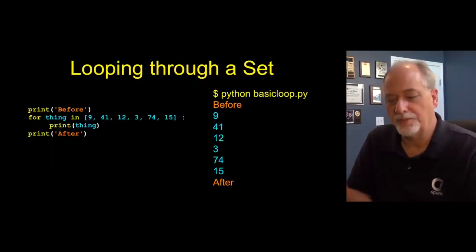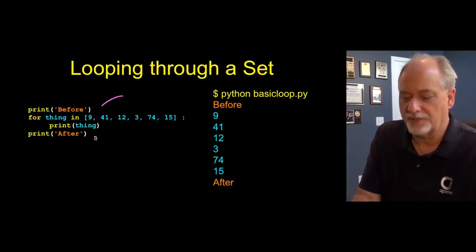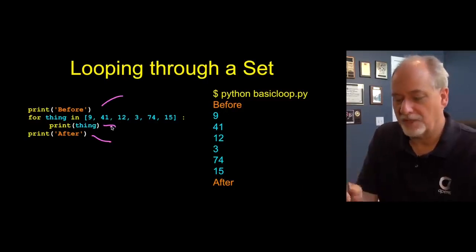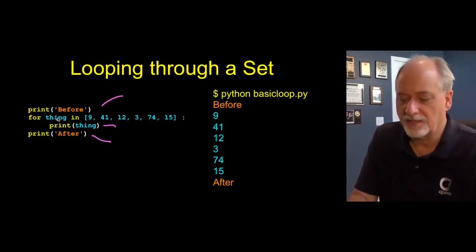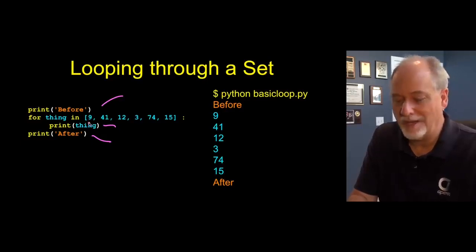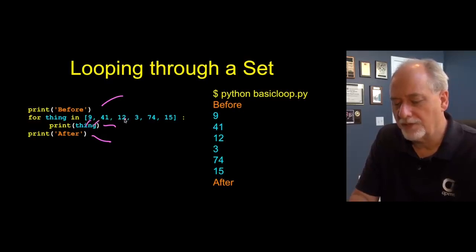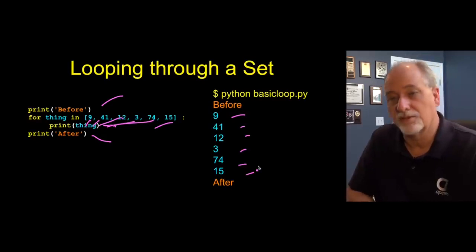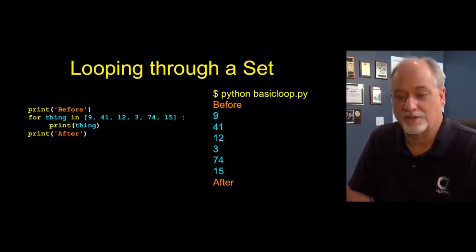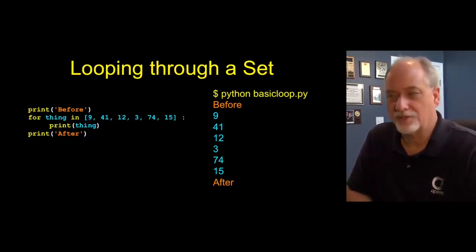So we're going to use this loop. It's just going to loop through a set of 6 numbers over and over again, right? So we're going to do something before the loop, we're going to do something after the loop, and then we're going to run the loop some number of times. In this case, thing is our iteration variable because I'm using unmnemonic variables now. So this is going to run 9, 41, 12, 3, 74, and 15. So it's going to run and print these things out. So it runs this loop 6 times, and away we go. Now this loop does nothing except print stuff out.